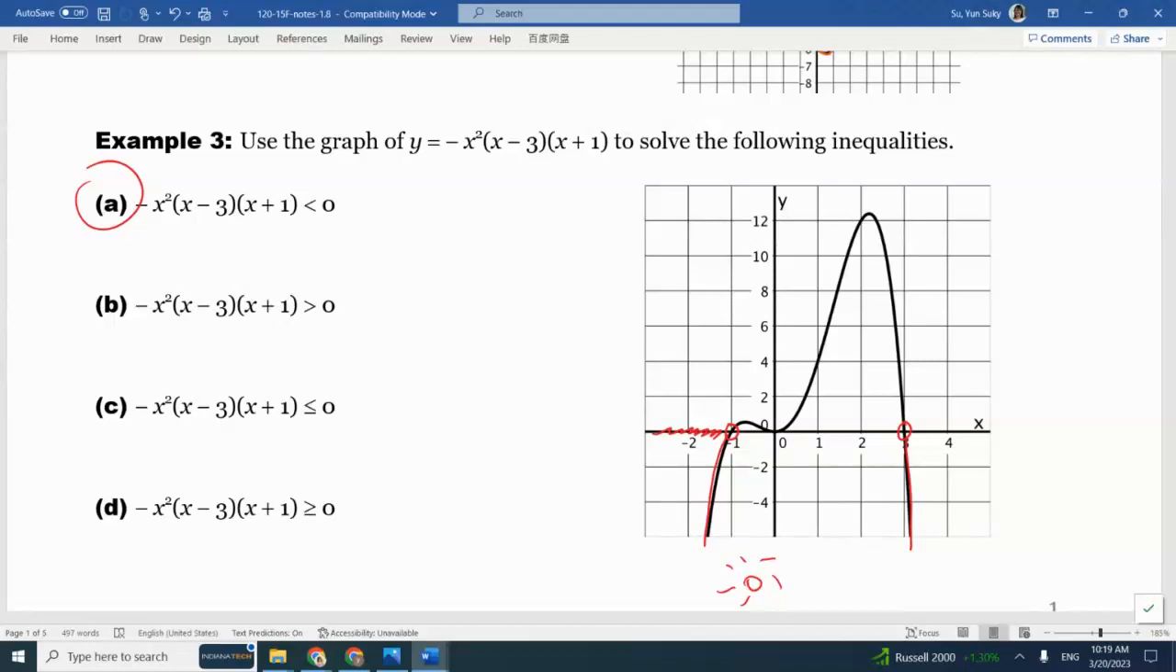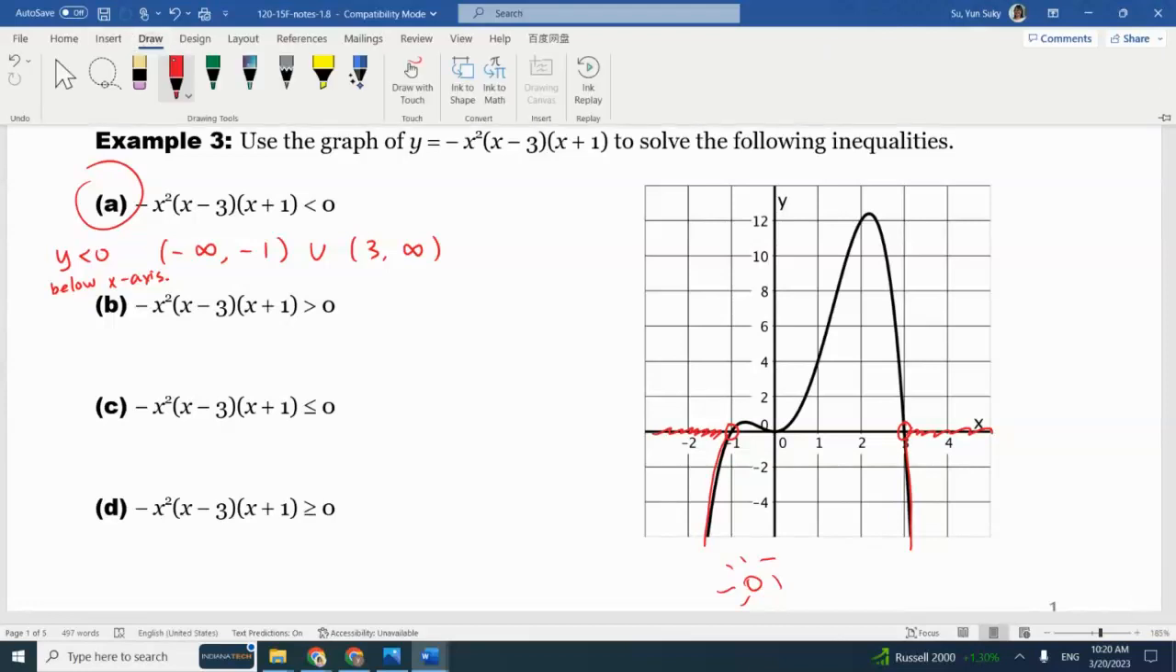Use interval notation. Negative infinity to -1, open or close? Open, yes. Minus infinity to -1, open. And union. What do you say? This one. 3 to infinity. Yes. Very good. Okay. So this is where y is negative, which is below the x-axis.